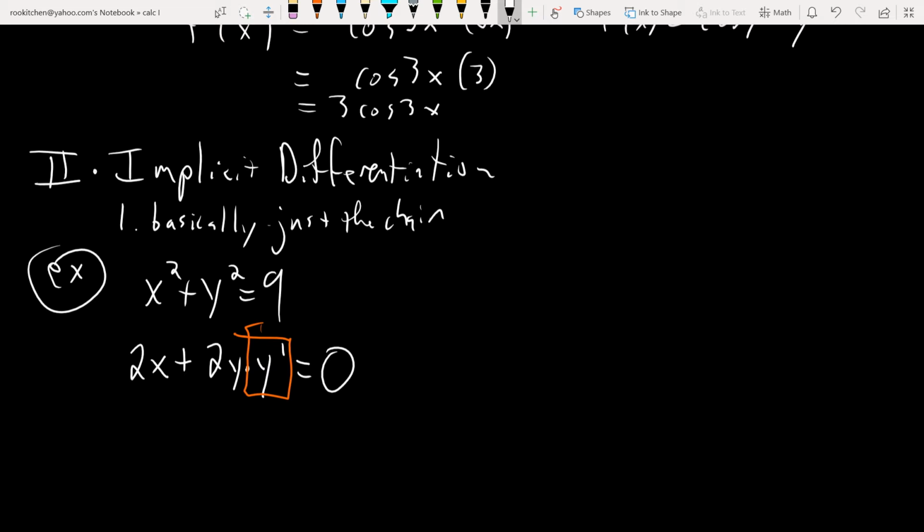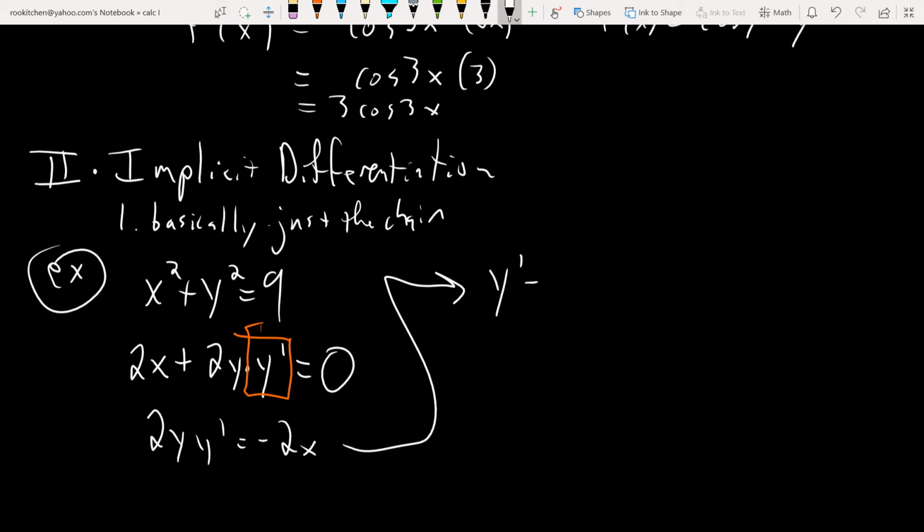All right, so let's move the x over. So I'll have 2y, y prime equals negative 2x. Okay, and then I'm going to divide both sides by 2y. And you get y prime equals negative 2x over 2y, which is negative x over y. Okay, and that's our derivative.